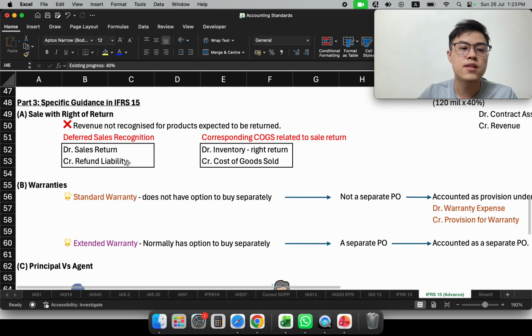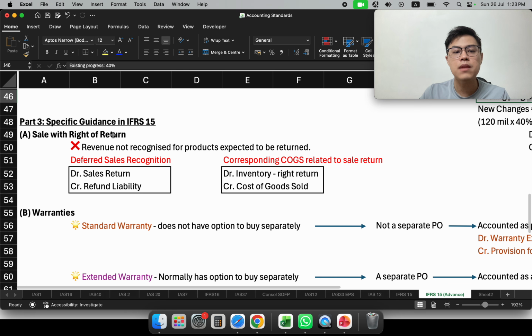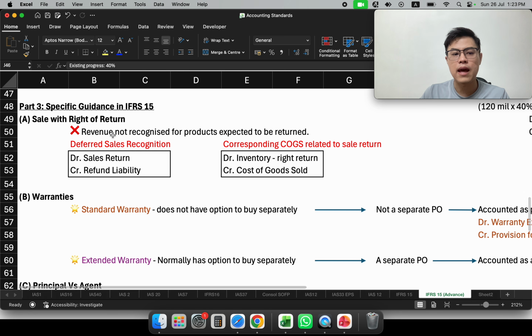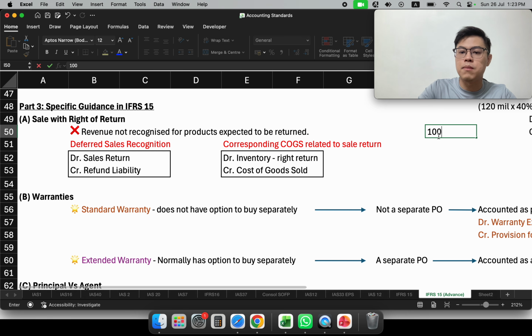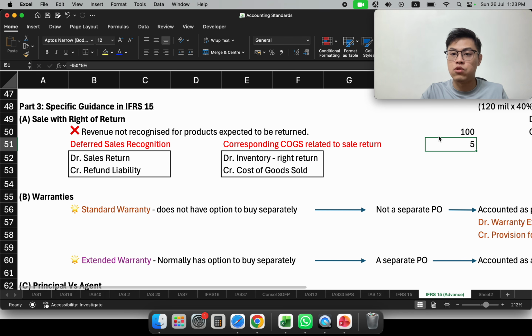So now, sales with rights of return. Sometimes you sell the goods and these goods are attached with the right of return by the customer. So maybe you sell a lot of goods to your customer and the customer has the right to return within 30 days. Normally, if we have a past record, we can analyze the percentage of return, maybe it's 5%. So let's say I sell 100 million, so 5% of this 100 million is expected to be returned.